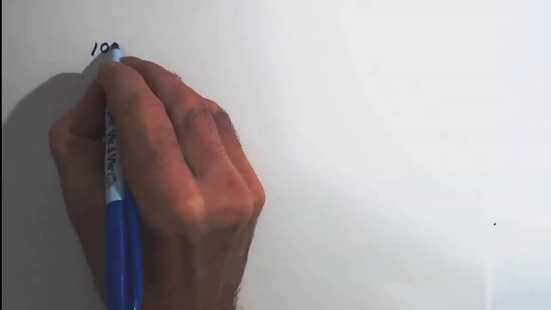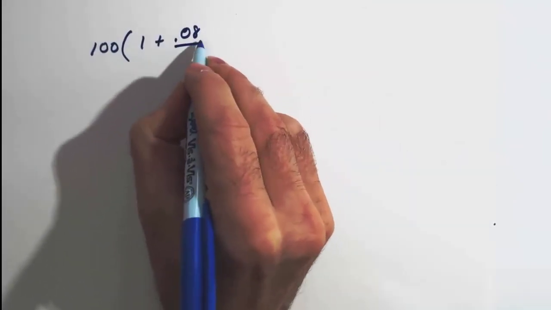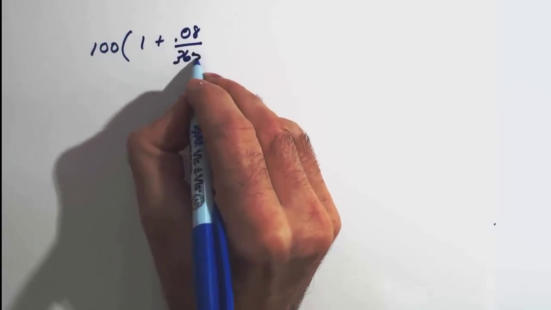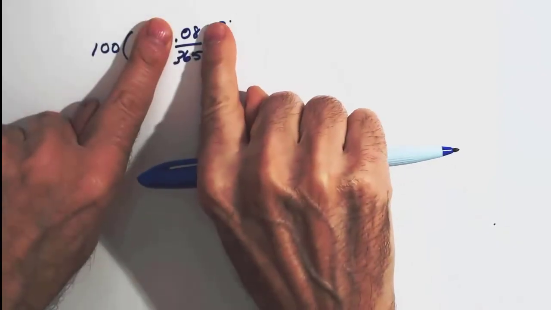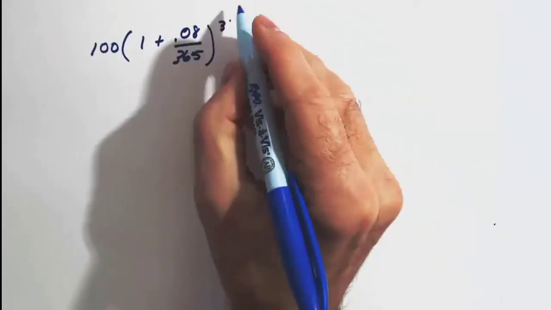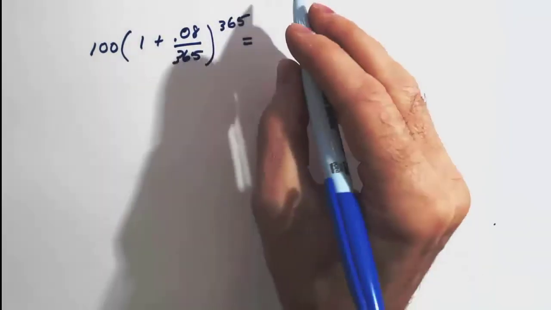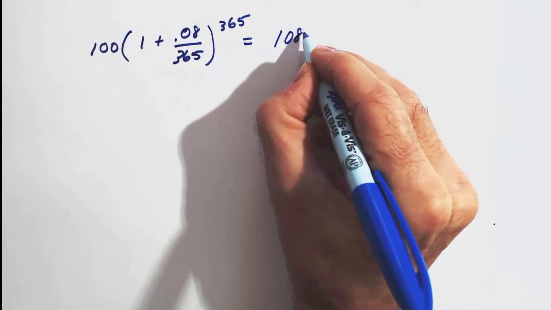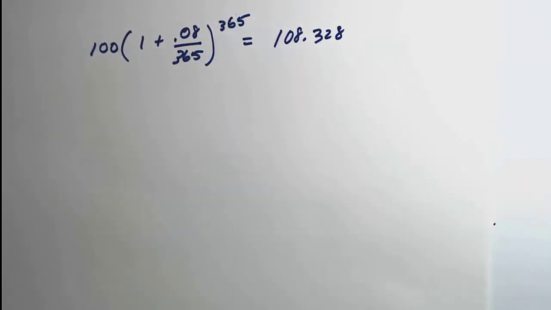Now, if you wanted to go daily, that wouldn't be too bad. You would take $100 and drop it into a bank account that paid 8% per year, but n is 365. This would be your interest rate for one day. And then you take it to the 365th power to compound it for all those days. You end up with 108.328. So $108 and almost 33 cents.